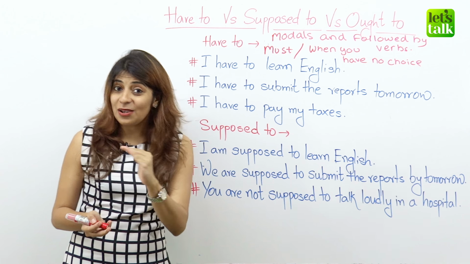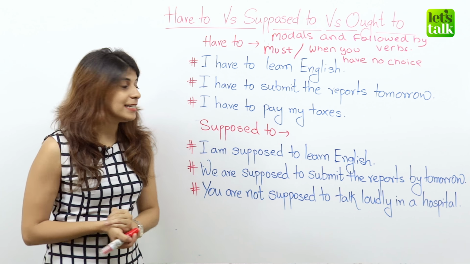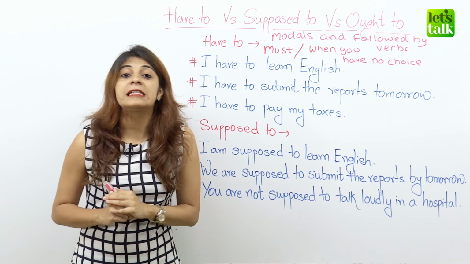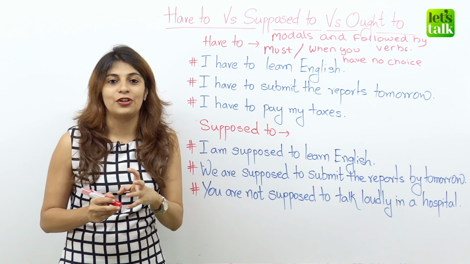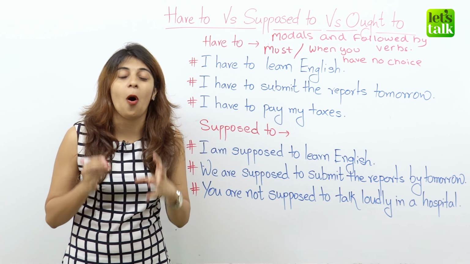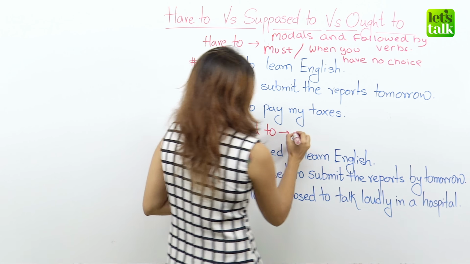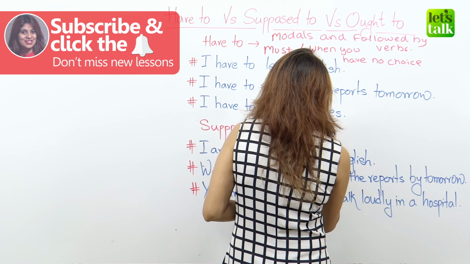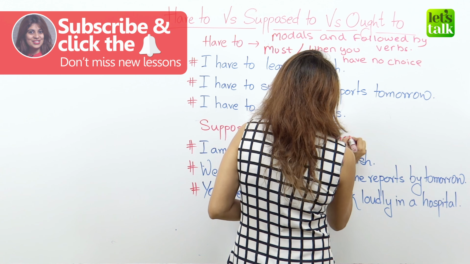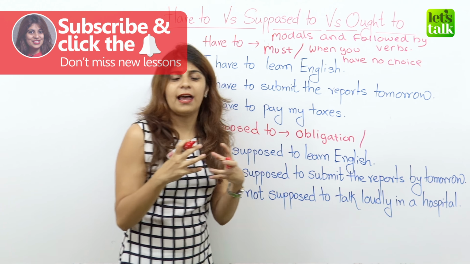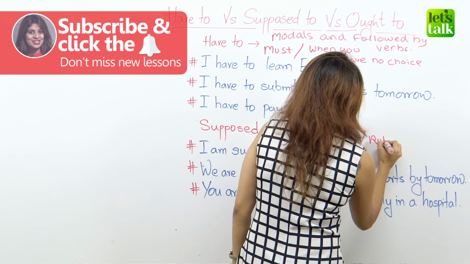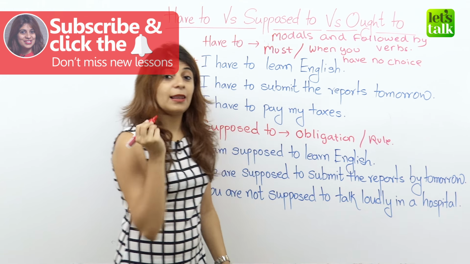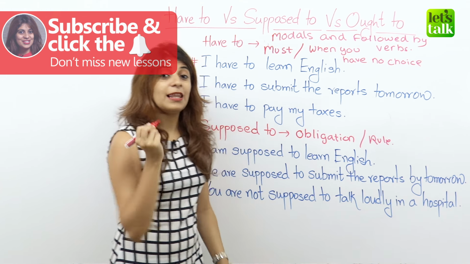Now let's move on and understand when we use supposed to. Supposed to is used in English in a situation where there's an obligation, or it's more like a rule that you need to follow. Now, let's look at some examples here. I am supposed to learn English.